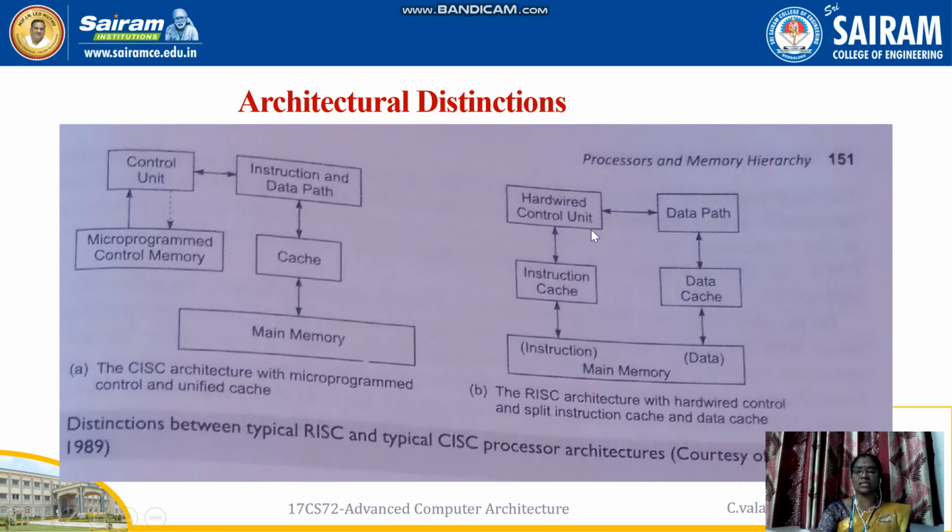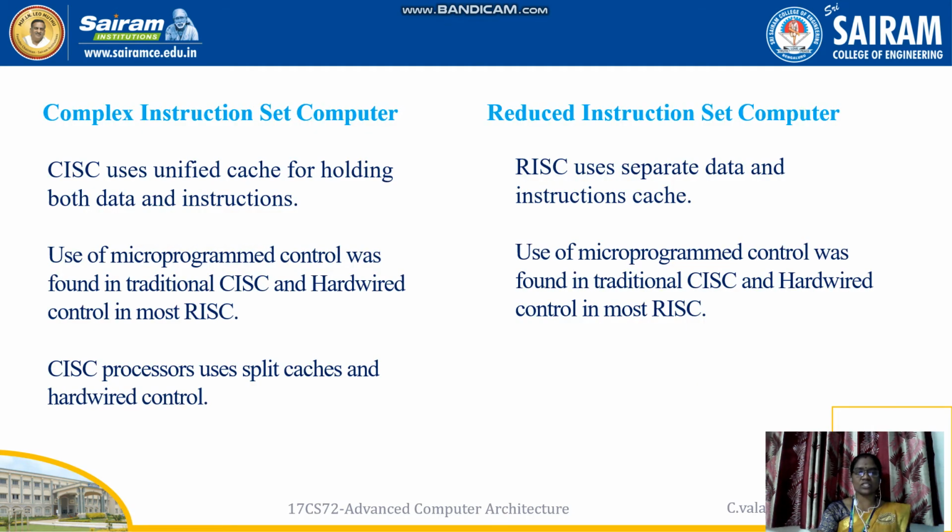And the type of control unit they are using is a hardware control unit, whereas CISC architecture uses a microprogrammed control unit. Here in RISC architecture it uses the hardware control unit. So these are the architectural differences between CISC and RISC.